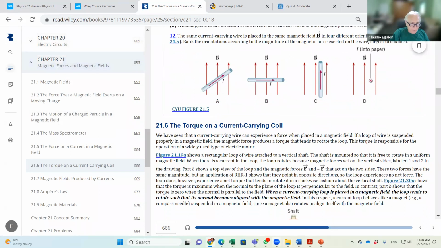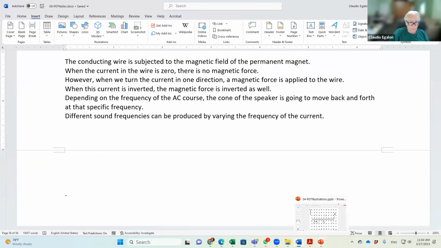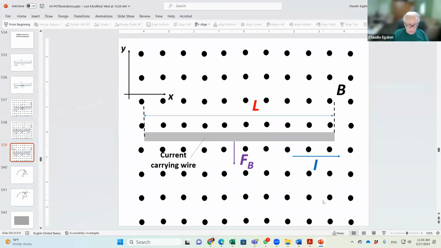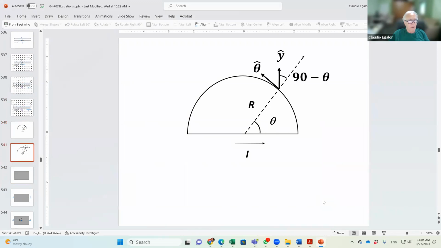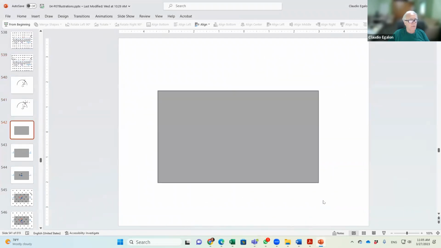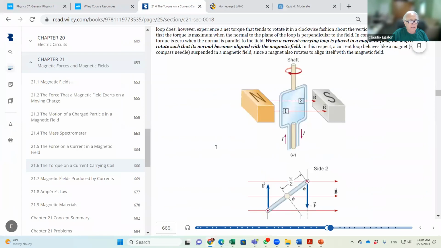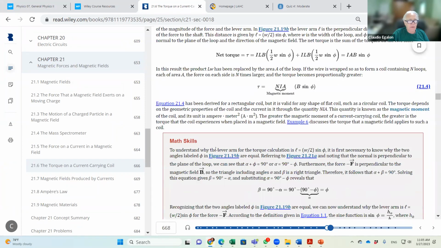So let me save the other one right in here. What else can we do? Let's see if I have an illustration for. Oh, here's another example of a current carrying wire. Let's see here. There's no magnetic field there, unfortunately. So I'm not going to do this one. Let me see if the book has this one. This is another device that we create using magnetic fields. Let's see if your book has that.